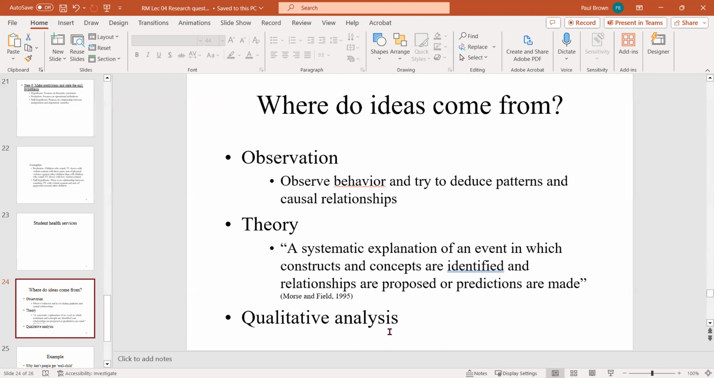So one is observation. That's kind of what you're using. So you're using your own type of knowledge about it. A second one is theory. There are actually theories that explain how people go from deciding to use health services to actually using them, or what factors influence it. So you can have theory. And then the third one is qualitative analysis. Qualitative analysis is a type of research where the purpose, at least for what we're going to do here, is basically how to generate research ideas.